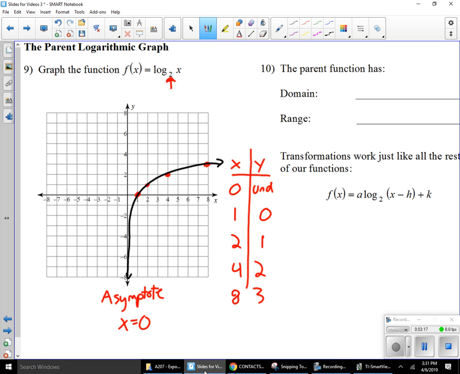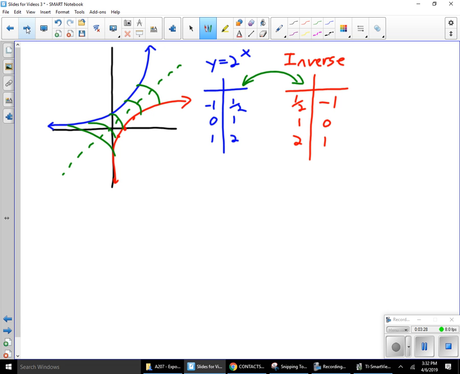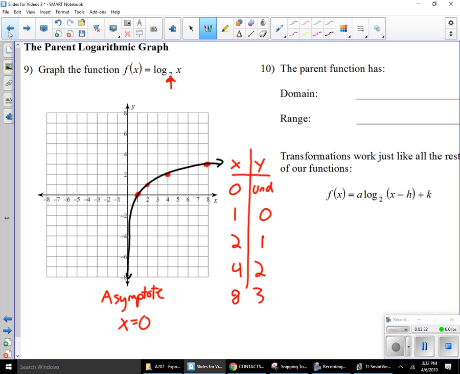So that is our parent logarithm graph. Again, I could have picked any base. We're just going with log base 2 because we're more comfortable with those powers. Keep in mind, that does look like what we expected. We expected that nice inverse picture, and we got it.